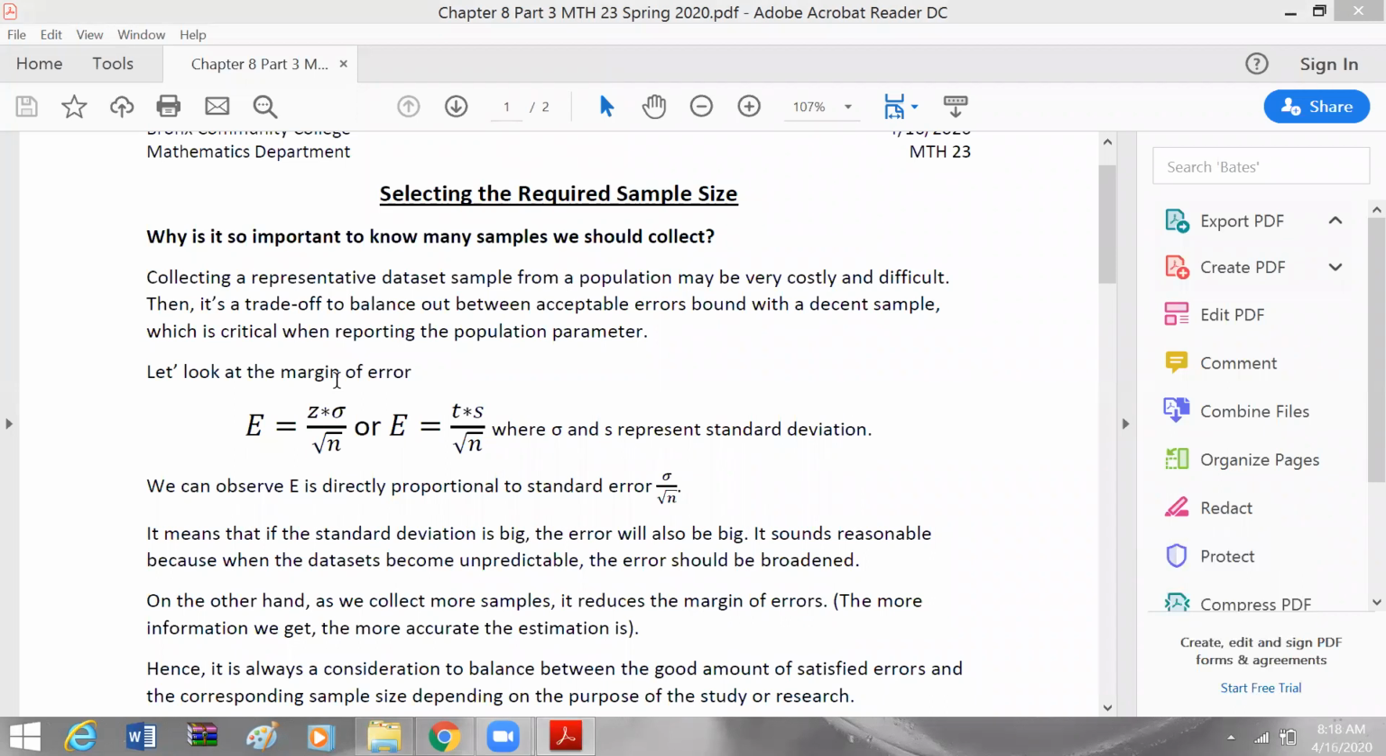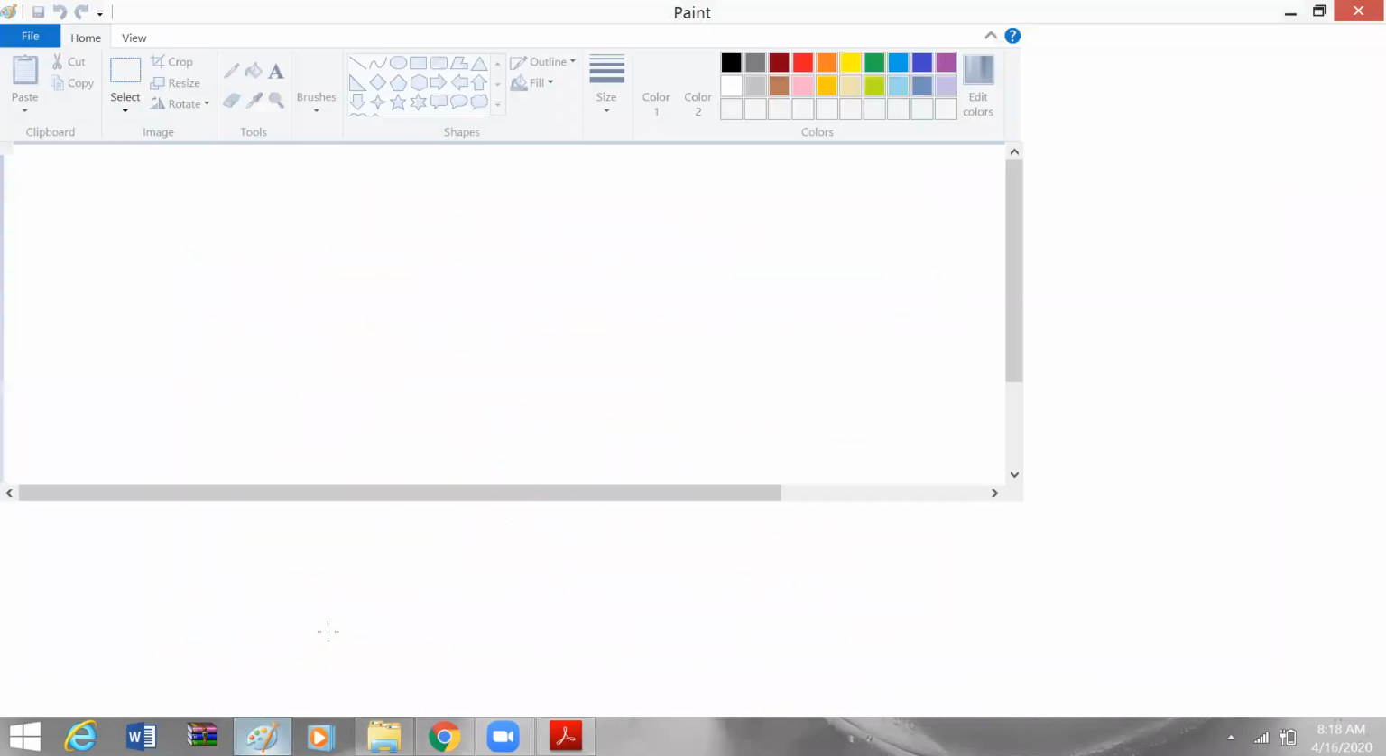So for some statistical purpose, for some research, for example, I don't want my error bound to be more than 1% of the mean. Meaning that I want the error bound to be balanced. So we need to balance out between the E and the N. So let's say I want my error bound to be less than 1% from the mean, and what is the required sample size? How many samples do we have to collect from a population? That will be the thing that we're going to be doing.